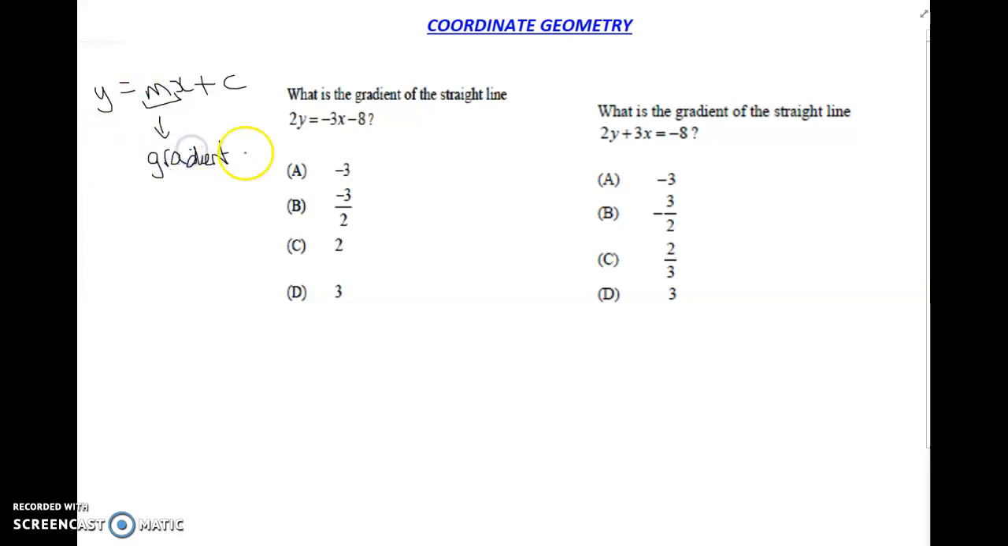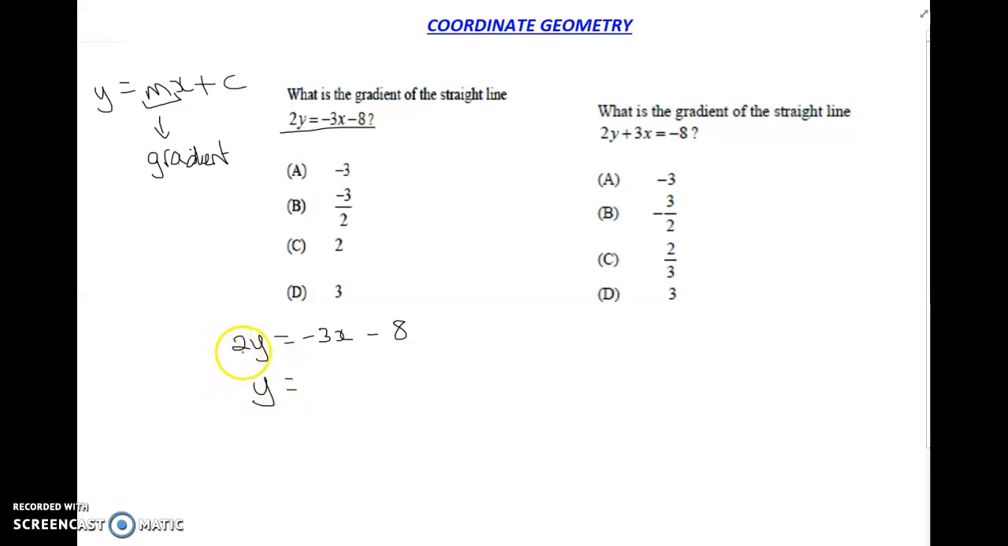Now, some of y'all may look at this equation here and say, aha, well, the number before the x is minus 3, so that has to be m, the gradient, minus 3. But no. You see, we have 2y equals minus 3x minus 8. The general equation of a straight line is not 5y or 2y or 6y, it is only y alone. So it must be 1y alone, right? So we need to get rid of this 2.